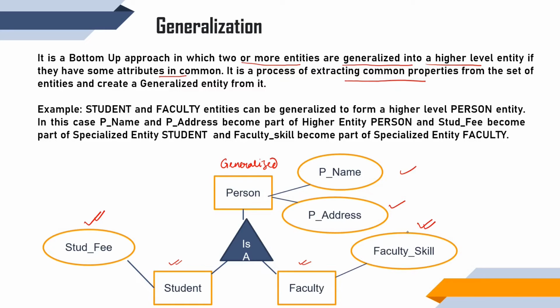They are basically shown by this kind of triangular structure, which is an ISA kind of thing. In specialization, it is a top-down approach. In generalization, it is shown by a bottom-up triangle. And within the triangle, I have to write ISA.